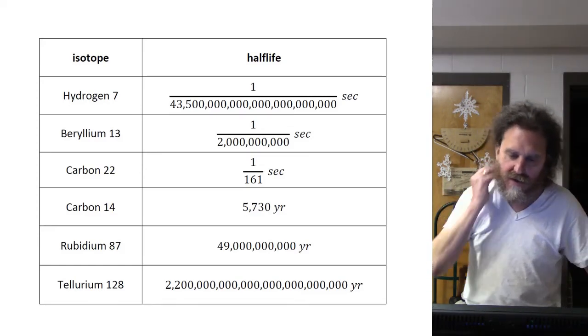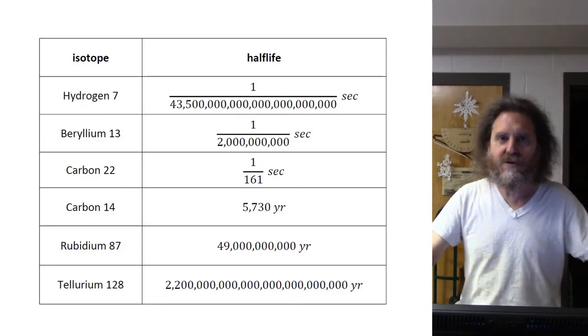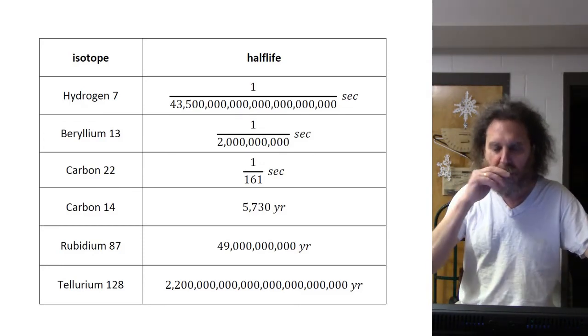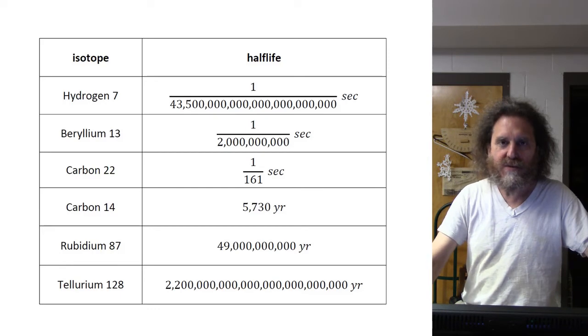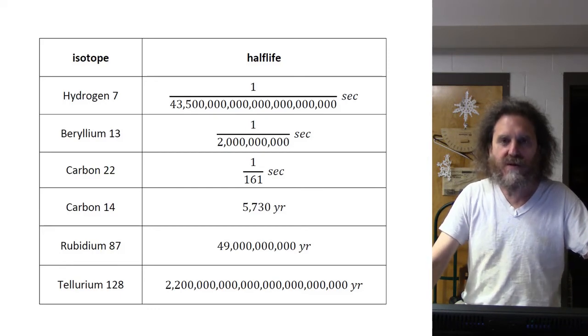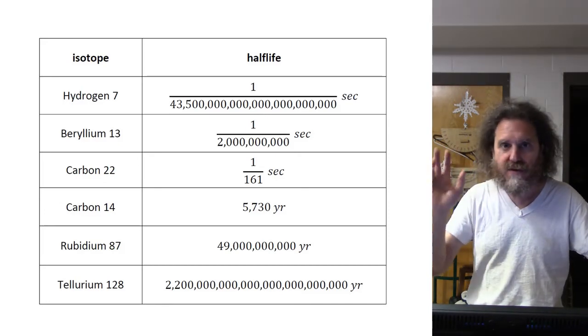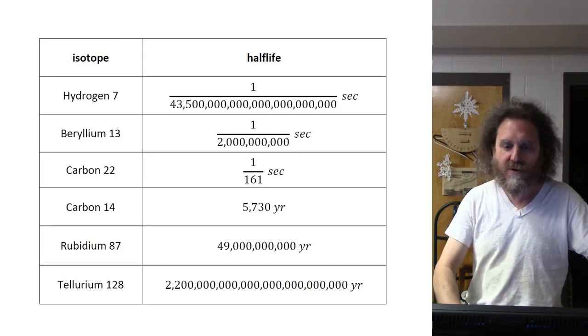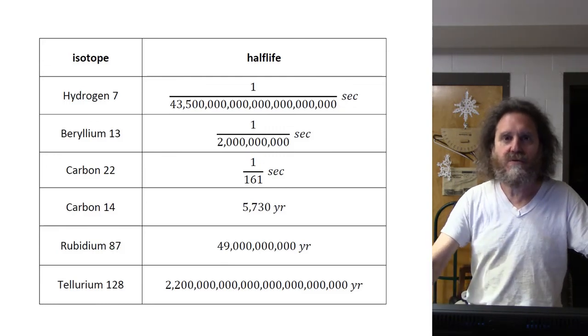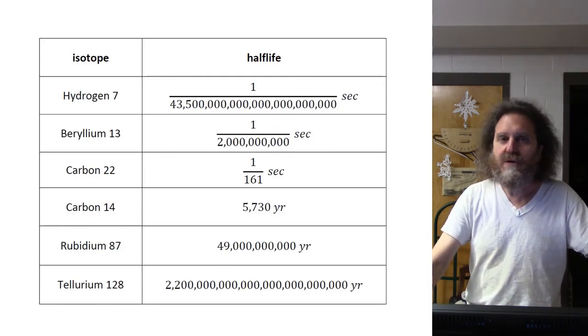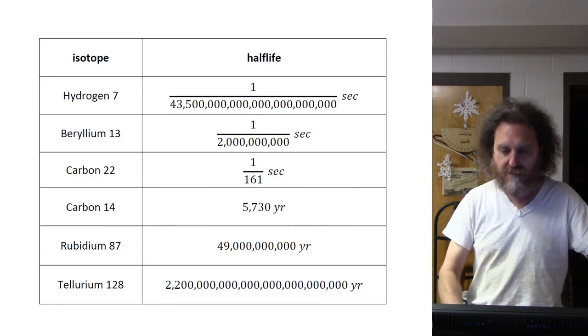Tellurium-128 is the longest half-life I could find. So this is much, much longer than the present age of the universe. So for all practical purposes, this stuff is stable. And it could be that some isotopes that we consider stable are actually radioisotopes, but nobody's ever seen one go away because the half-lives are so long. But I just wanted to show you that each radioisotope has its own half-life, and there's a huge range of half-lives. Some are way less stable than others.